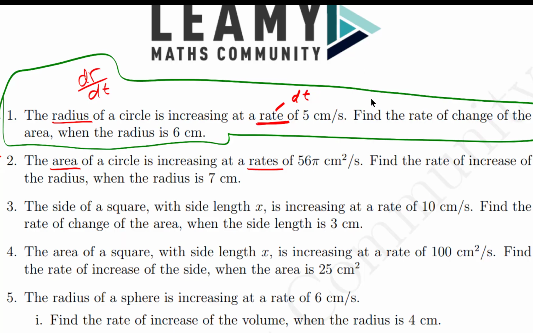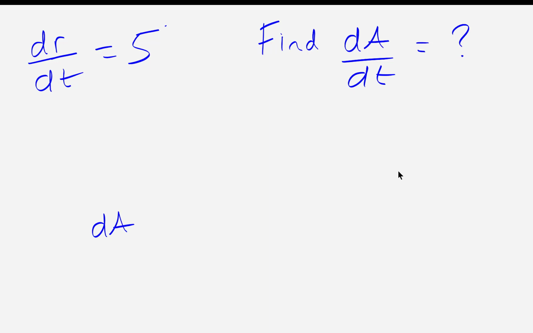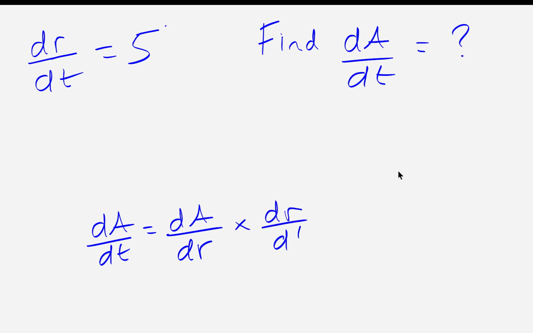All right, what else are we told? Find the rate of change of the area. So I'm asked to find dA/dt. That's what I'm looking for. I have the rate of change of the radius, dr/dt is 5, and I'm looking for dA/dt, the rate of change of the area. From my chain rule situation earlier, dA/dt is going to equal dA/dr multiplied by dr/dt. In order to get dA/dt, I need dA/dr multiplied by dr/dt.